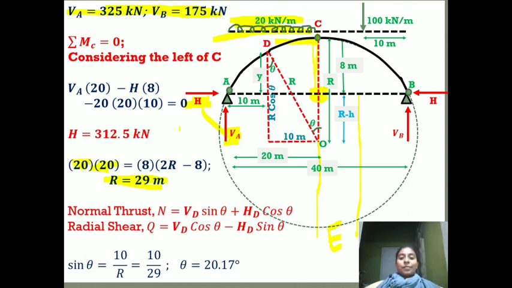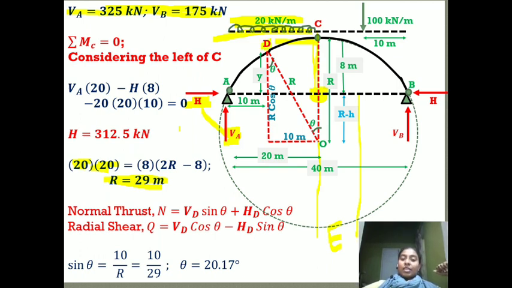Now, our aim is to find the normal thrust and radial shear. So what is normal thrust and radial shear? We know the formula. It is asked to find the normal thrust and radial shear at a distance of 10 meter from the left support. That means at point D.